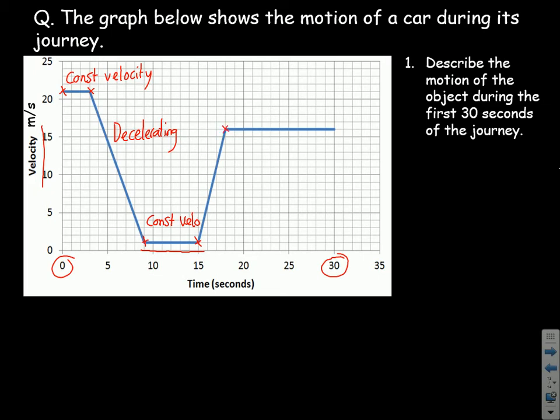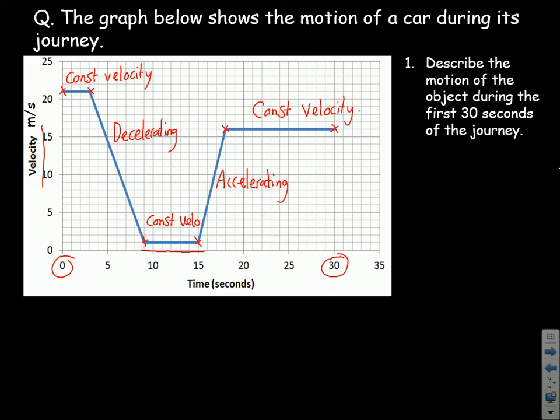Then from 15 seconds up to, looks like 18 seconds. And these lines aren't showing up very well on my board. I think it's 18 seconds. You can see that the velocity is increasing. It is a straight line, therefore it is accelerating. It's accelerating at a uniform acceleration, or accelerating at a constant rate. And then finally from 18 seconds to 30 seconds we can see the velocity is not changing. So once again, it is a constant velocity.